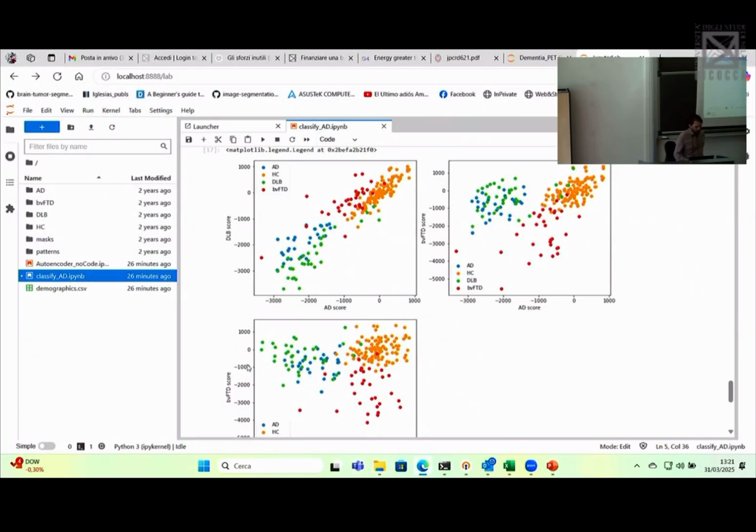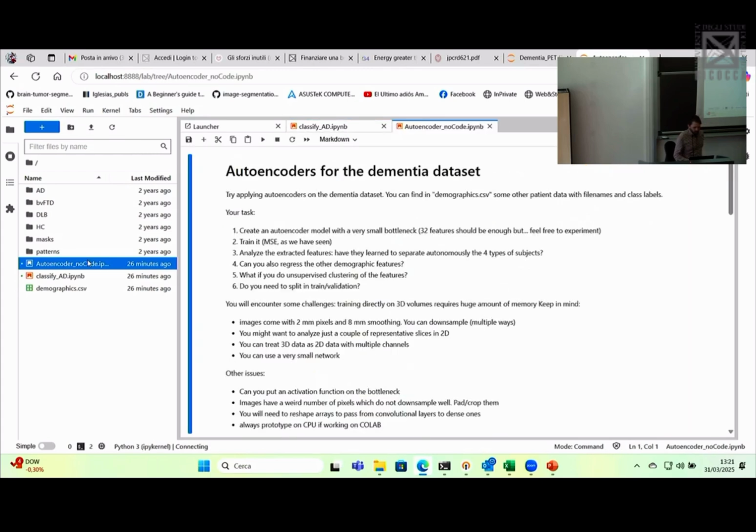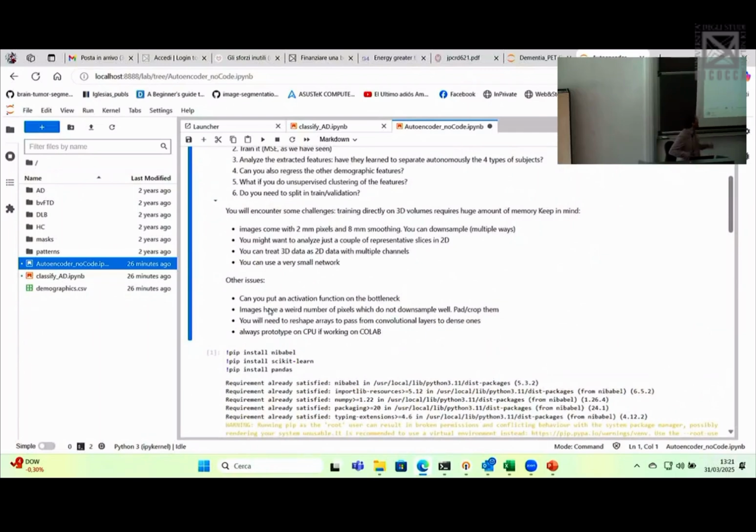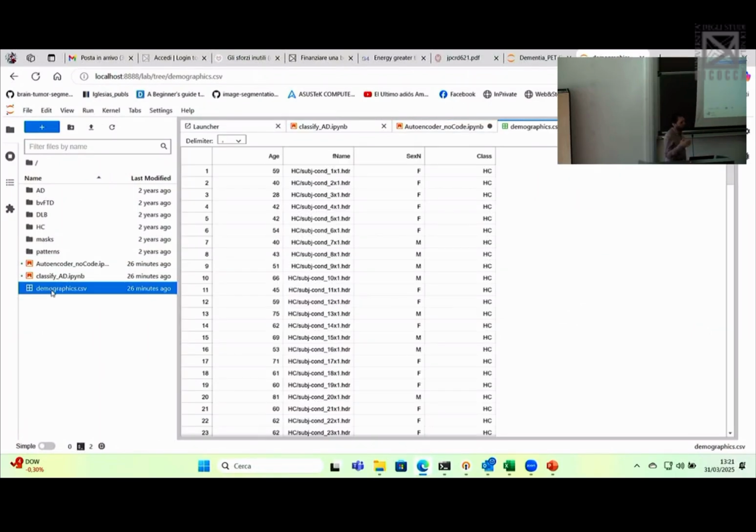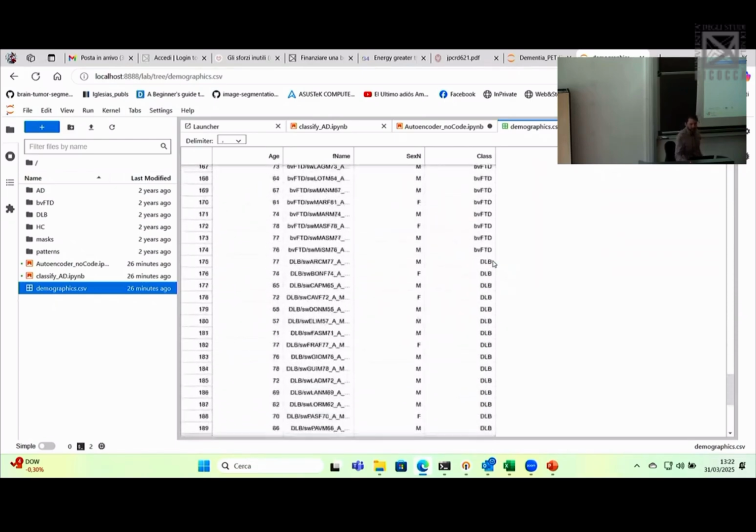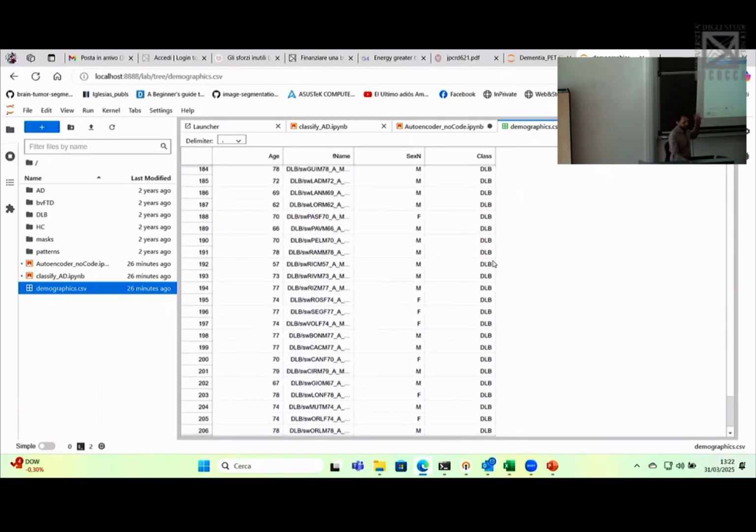And I want you to try, this is a more complicated task, to build an autoencoder on your own on the same dementia data set. I've also added a CSV file for easier handling, where you can find the age, the file name, the sex, and the class of the subject. Class is healthy, DLB, AD, and BVFTD.